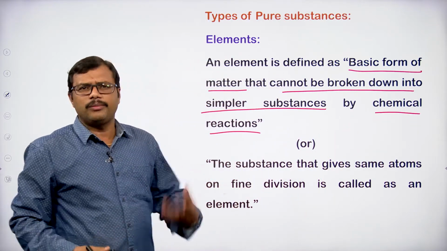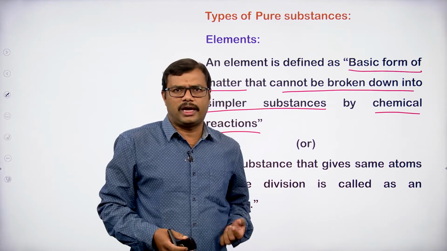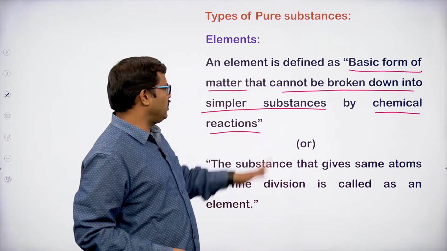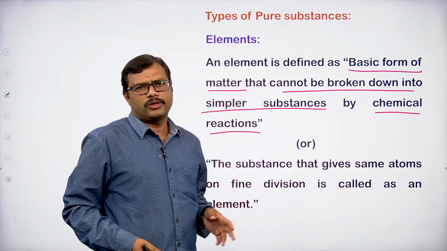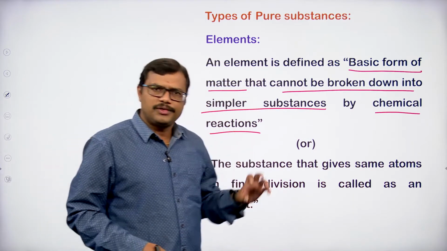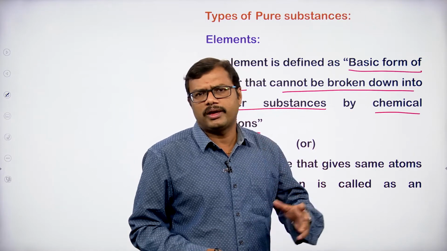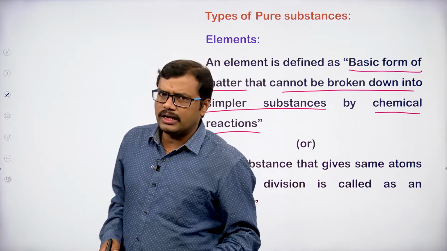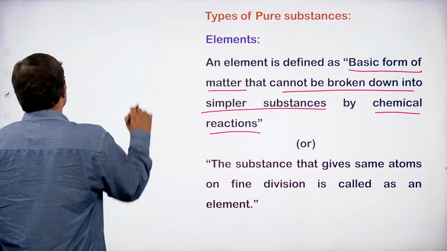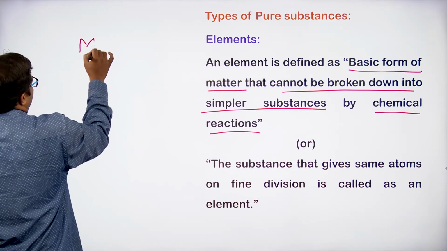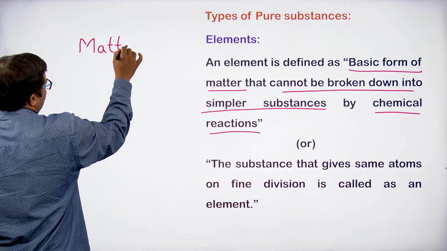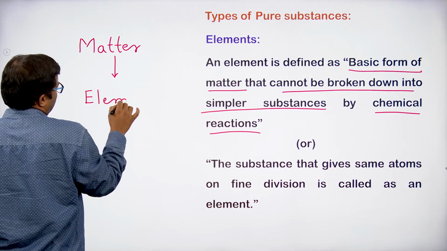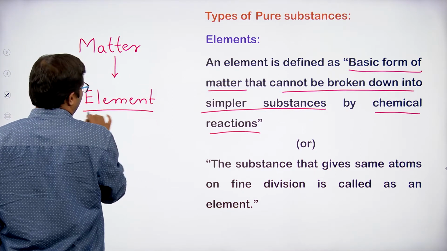By using chemical reactions, it is not possible for us to divide an element further into a simpler form. So, if further simplification of a substance is not possible by chemical means, that substance can be taken as an element, and the element is the basic form. So, if we take matter, matter is made up of elements. Okay. Matter is made up of elements.